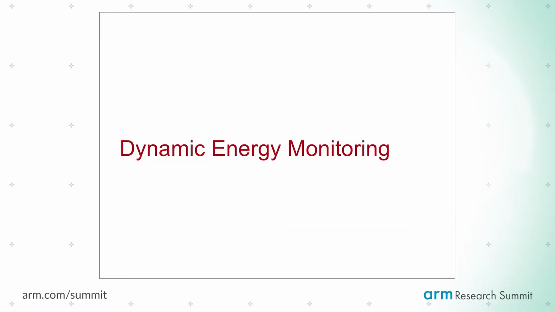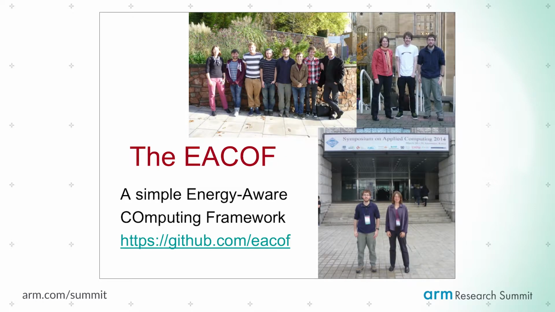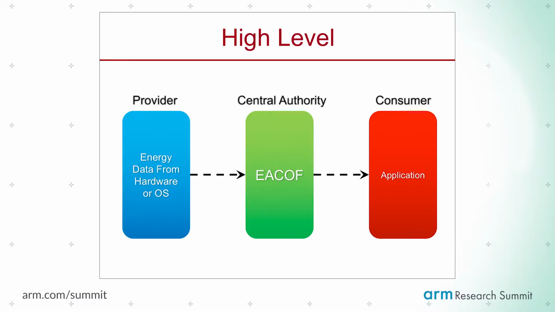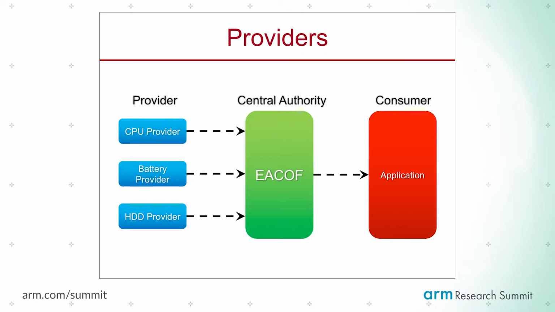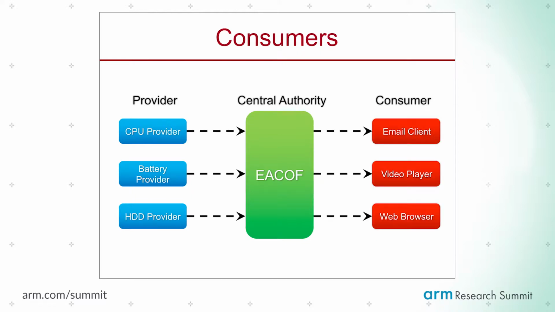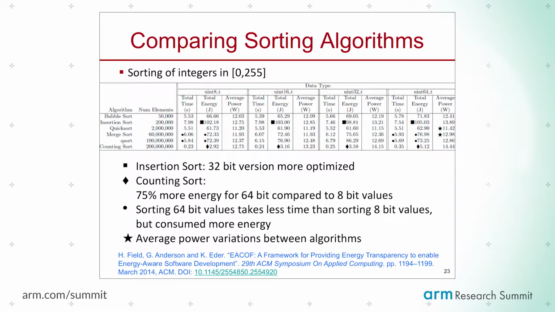Now, if you can do this, then you can start monitoring energy consumption of programs as they run. And that's exactly what this group of second-year students have done as their second-year software development projects. They developed an energy-aware computing framework, effectively an API, that takes energy consumption data from data providers such as the CPU, battery, or the hard drive, and through the API makes this information available to software that might want to make energy-aware decisions, such as an email client or a web browser. And with this API in place, you can then start collecting data about your programs and investigate this data.